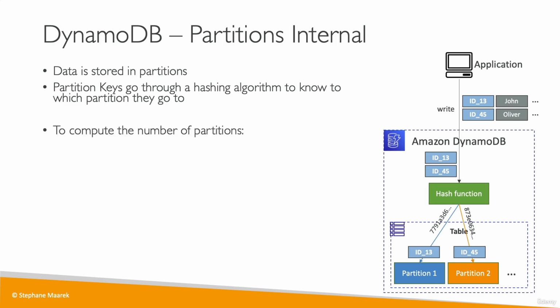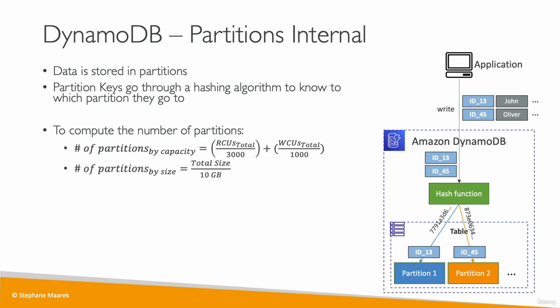So to compute the number of partitions, there are some intense formulas that you do not need to know for the exam. So let's go over them very quickly. But you compute the number of partitions by dividing the RCUs by 3000 and the WCUs by 1000 and adding those up. You can also have a look at how much data you have. So total size of your data set divided by 10 gigabytes. And then the number of partitions is going to be the max of these two things. Now, you don't need to know this formula, so do not worry about it at all, okay?